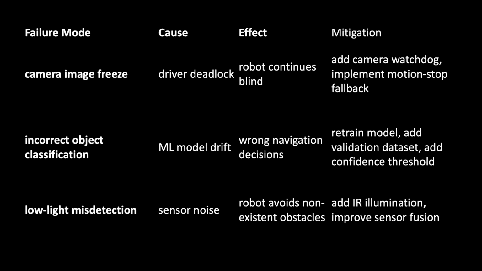So coming back to the example, what could be implemented as mitigations is listed here on the right side. So for example, for the incorrect object classification, there can be additional validation data sets or to add some confidence threshold.